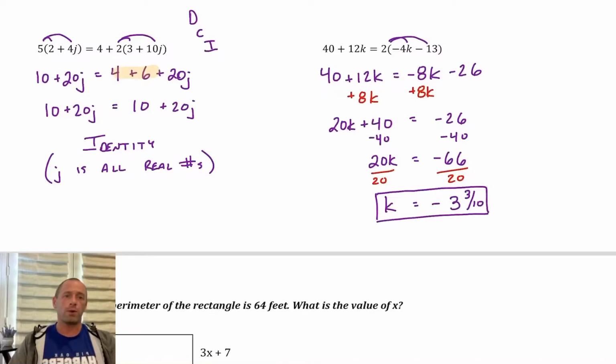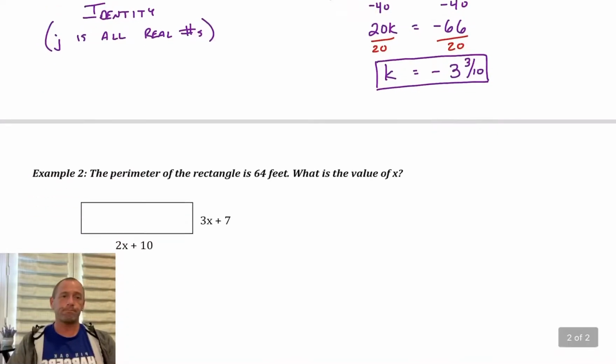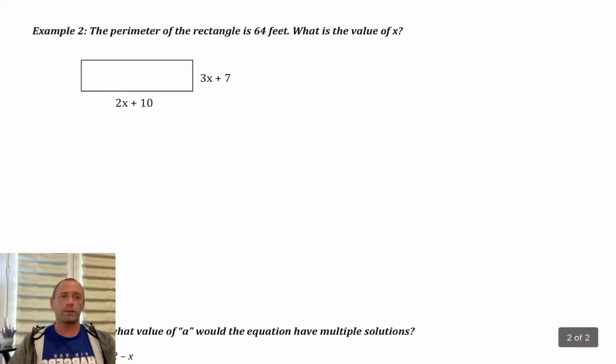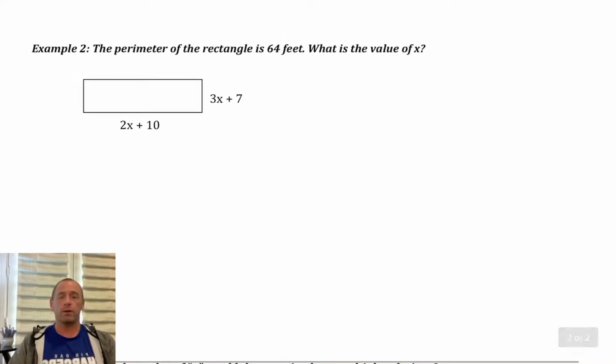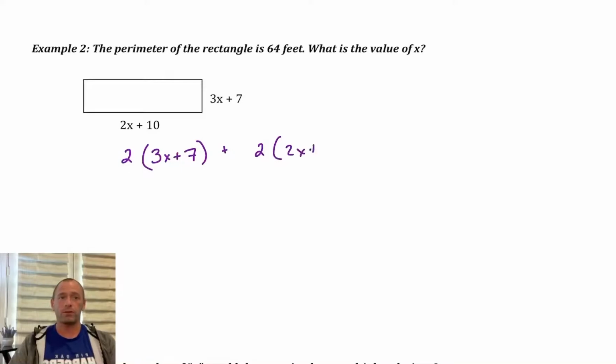So now I'm going to throw a couple of word problems at you. First one, the perimeter of a rectangle is 64 feet. What's the value of x? Well, at this point of your career, I'm assuming you can find the perimeter of a rectangle. It's 2 widths plus 2 lengths. So that's what we're going to do. We've got 2 groups of 3x plus 7 and 2 groups of 2x plus 10. And the perimeter was given in the question as 64 feet.